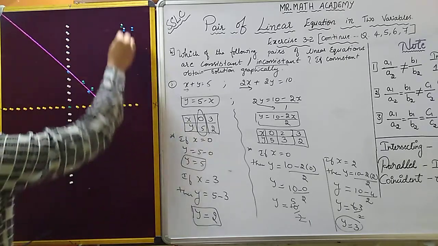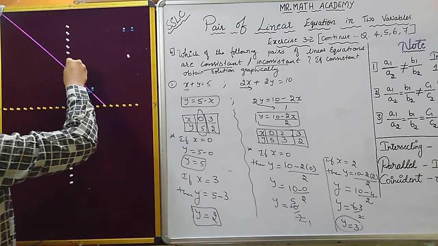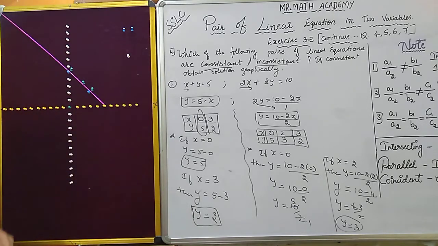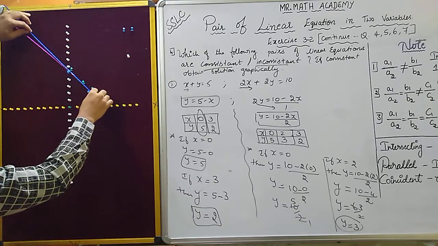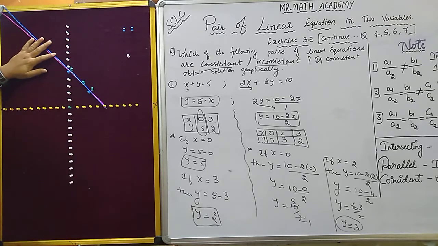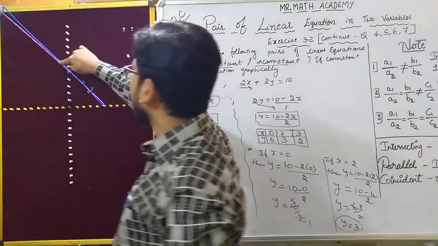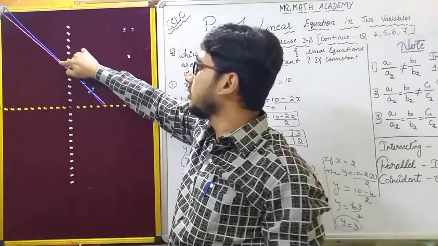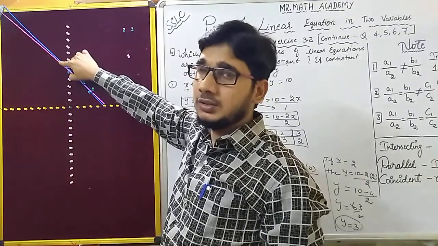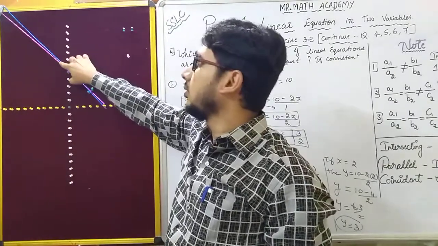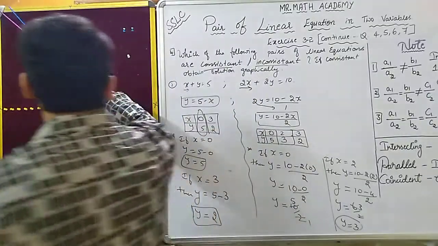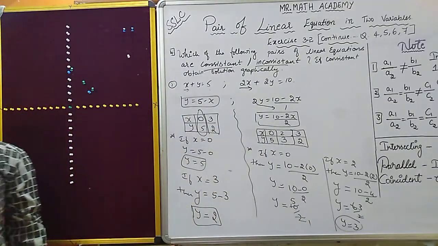So what happened? All 3 points are on the same line only. If I draw again, it will sit on one another. So it will become a coincident line. So it means how many solutions you will get? Infinitely many solutions you will get. Both the lines are coinciding. So this is the reason this is consistent and you will get so many solutions. Let us go for the next question.